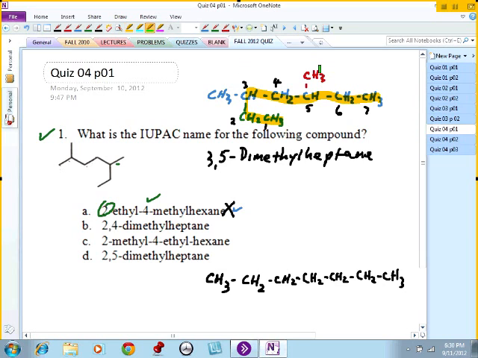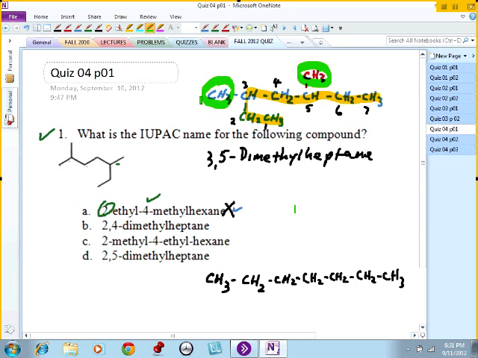The methyl group is in 5 position. That's the branch. And another methyl group is in the 3 position. So because you have 2 methyl groups, that is why we call it di. But we don't count the ethyl as a branch, because the ethyl is part of the chain. You see? Don't get confused because of the way we wrote the structure. You have to look for the longest continuous carbon chain in the molecule.